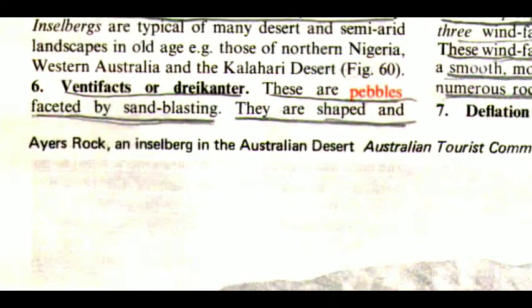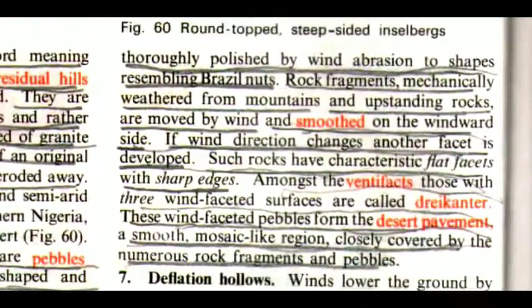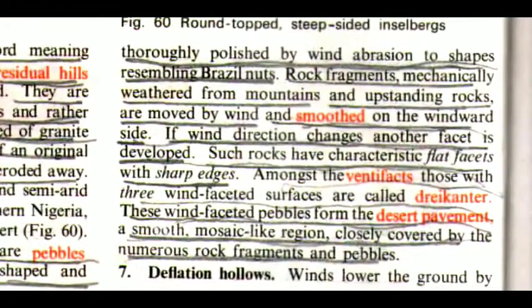The sixth one is ventifacts or dreikanter. These are pebbles faceted by sandblasting. They are shaped and thoroughly polished by wind abrasion to shapes resembling Brazil nuts.